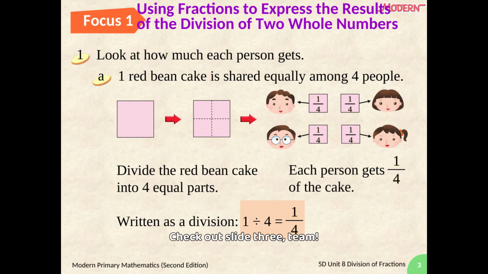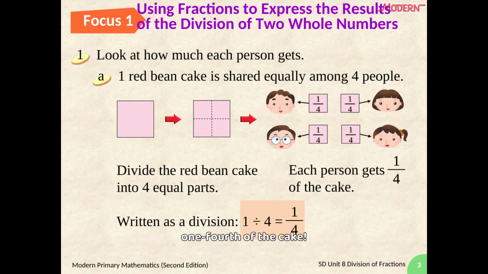Let's go! Check out slide 3, team. We have 1 legendary red bean cake and 4 very hungry people. Our mission, divide that cake into 4 perfectly equal parts. Written as a division that is exactly 1 divided by 4. But look at the result.